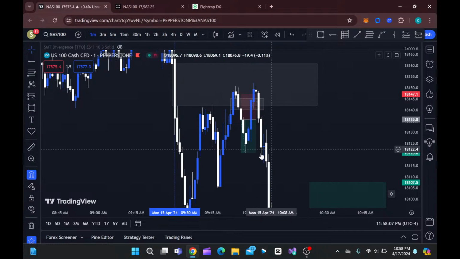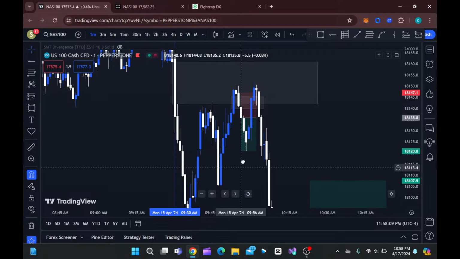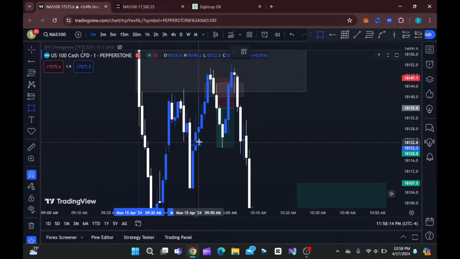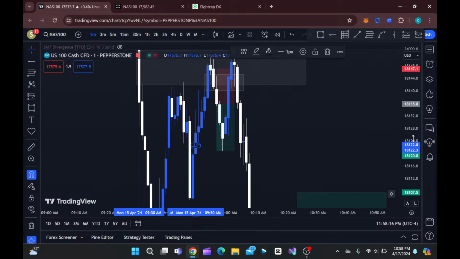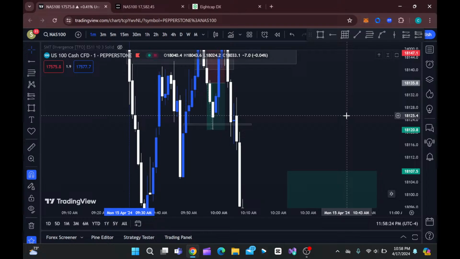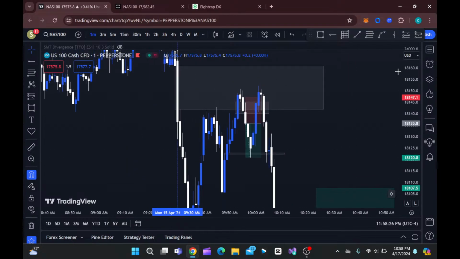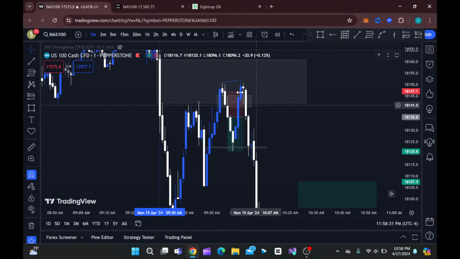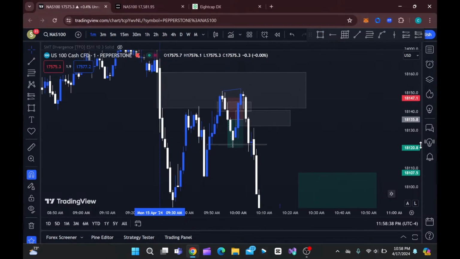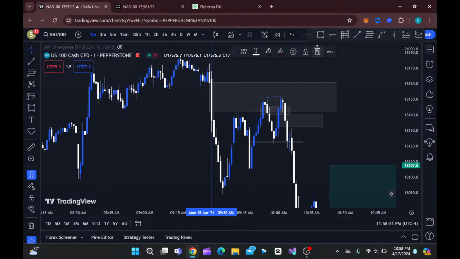I took a short, boom. The reason why I took profit right here is because of this imbalance, which it perfectly rejected off of. But then we ended up coming back, and I believe we created an SMT right here. If I shorted this, it would have been a way better setup. But either way, I got that dub right there.